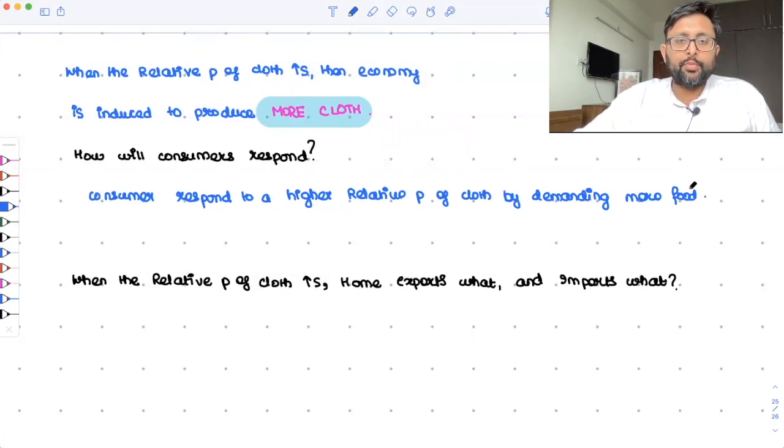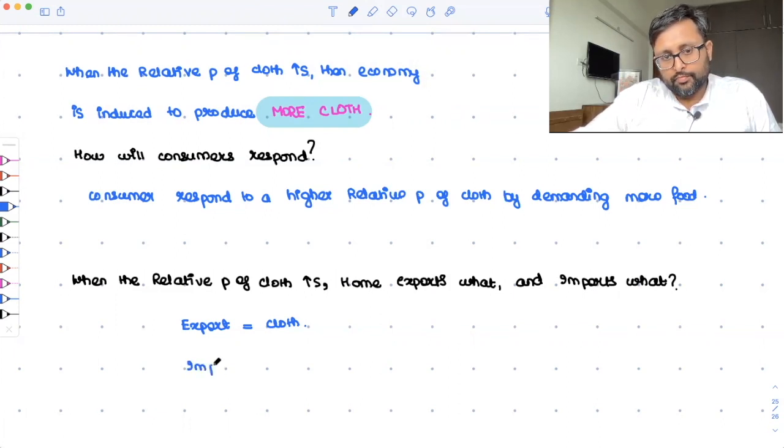In the home country, when the relative price of cloth has increased, the home country is going to produce more cloth and export cloth. Since the home country is getting more specialized in the production of cloth, and consumers are responding by demanding more food, while the home country is producing less food, we're not saying complete specialization. The home country would have to depend upon the rest of the world for its food demand, so it is going to import food. It's a very small case of trade in the specific factors model.